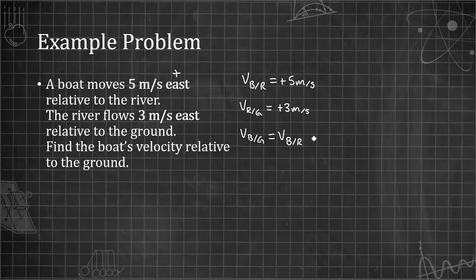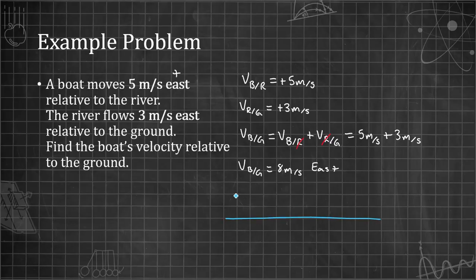Now we're going to solve this by using the frame switching. So we're going to take the velocity of the boat relative to the river. We're going to add the velocity of the river relative to the ground. We'll see that the rivers are the inner terms and they cancel out. And if we plug in our numbers, we should get the velocity of the boat relative to the ground.